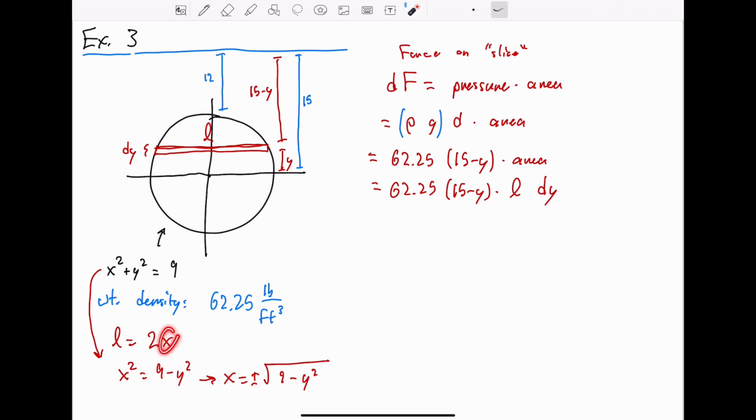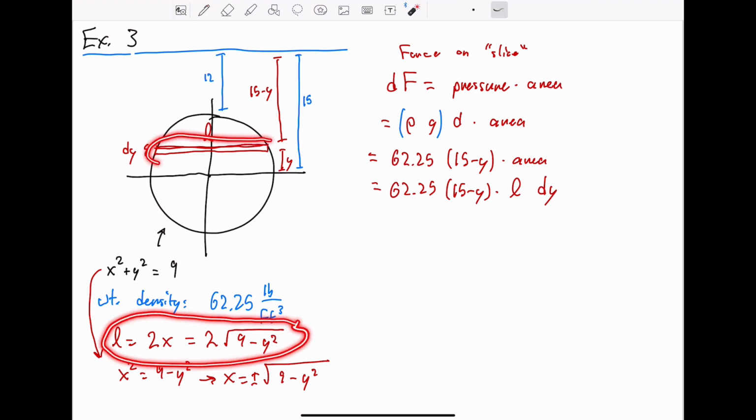Now we're just doing 2 times the positive x direction. So L, if it's 2 times x, we're just going to use the positive square root. So L is 2 times the positive square root of 9 minus y squared. This expression is the width of this horizontal slice. That's that width L. So once we have that, we can write L in terms of y, and then the entire expression here has only the single variable y.